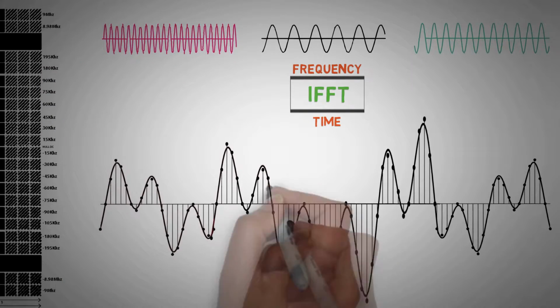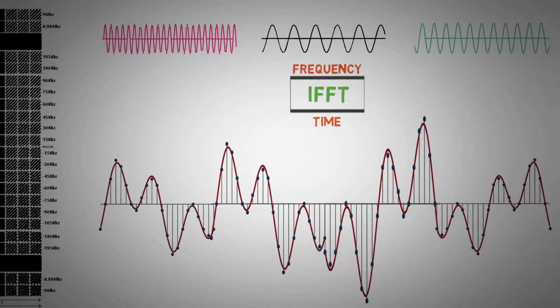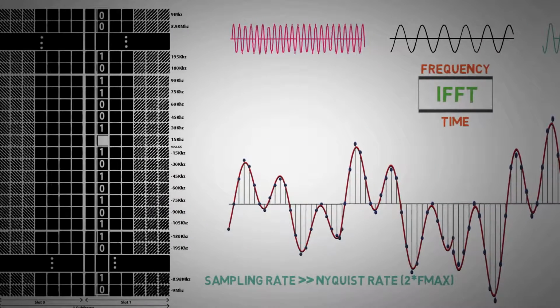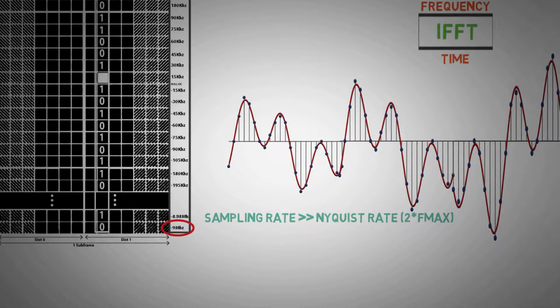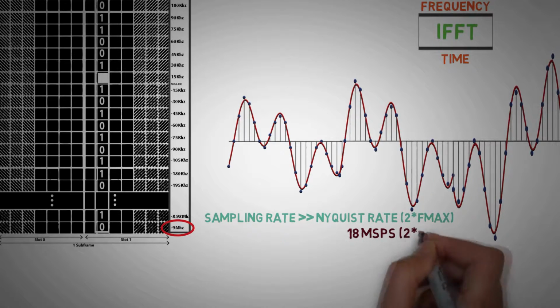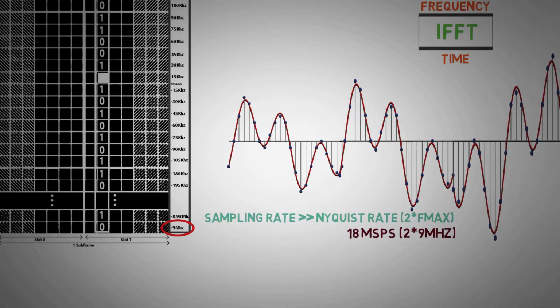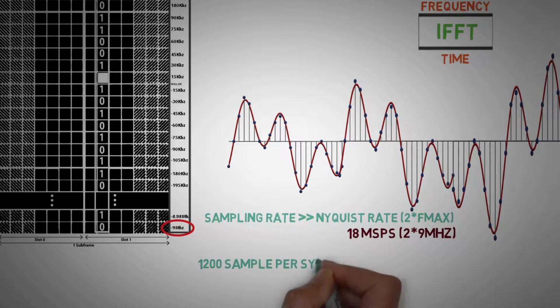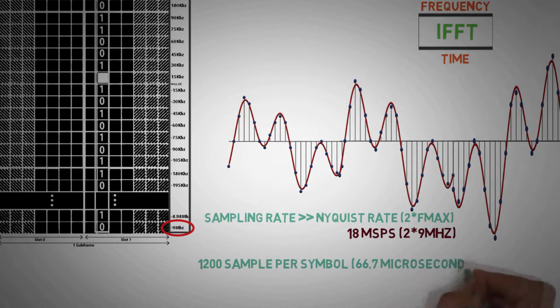As the data is being sampled by the IFFT, samples must be taken above the Nyquist rate for faithful reproduction at the receiver. For an LTE spectrum of 20 MHz, the highest frequency component is 9 MHz, which means the sampling rate should be greater than 18 megasamples per second. In other words, 1200 samples per OFDM symbol of 66.7 microseconds.